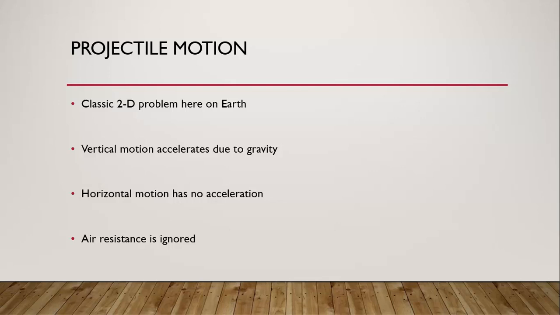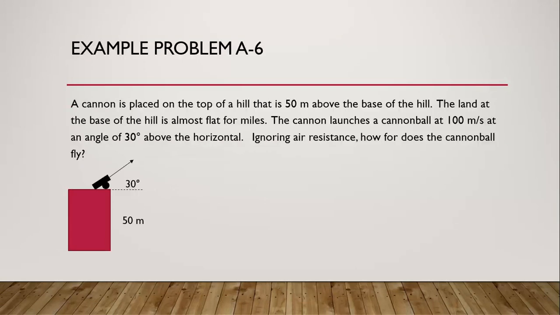Generally speaking, in projectile motion, we ignore air resistance, which means that there's no acceleration in the horizontal direction. This makes life easy because automatically, if I know this is a projectile motion problem, I know the acceleration in both the vertical and the horizontal direction right away. So let's look at a quick example problem.